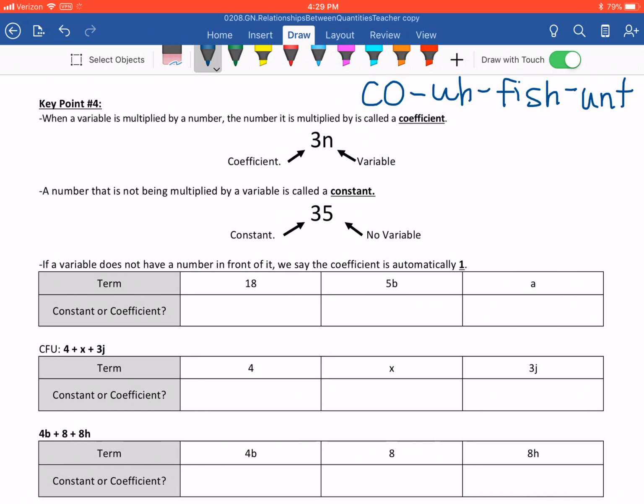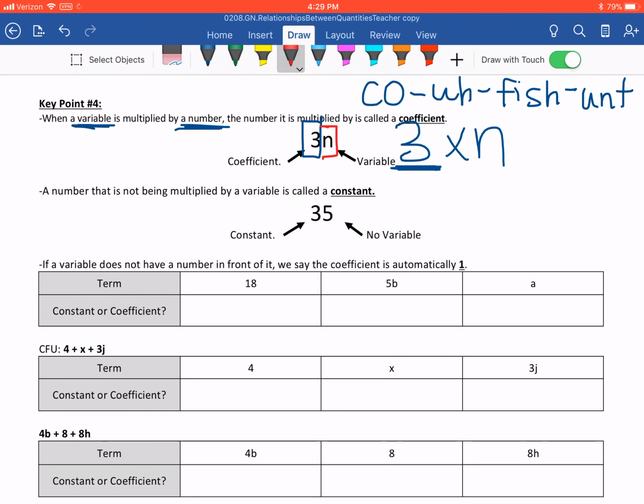So basically, if you're multiplying a variable by a number, that number is a coefficient. Here we have 3 times n. Let me write this better. 3 times n. Since 3 is what it's being multiplied by, this is the coefficient. The coefficient is 3. The variable is n. So what do we call the number that is multiplied by a variable? That is called the coefficient.